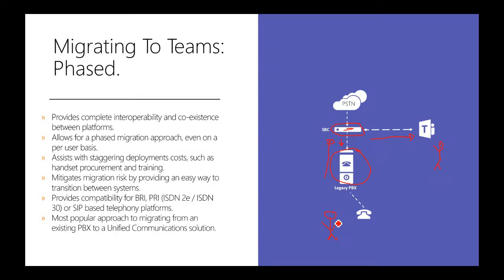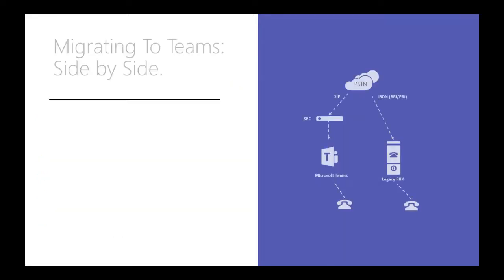And that works really well, as you can see on the points on the left-hand side, in terms of staggering the deployment. We can do departments at a time. It's great for spanning cost over a period of time. Maybe you're an organization that still wants handsets. They tend to be the biggest cost of any deployment. We can stagger that over a period of time as well. And more importantly, it reduces risk. If we move someone over to Teams and they don't get on with it, even though we'd always recommend training at the start, we can move them back to the PBX. So the organizational risk is much lower.